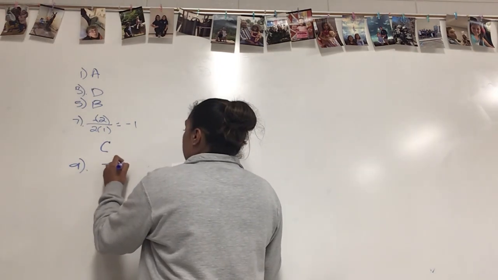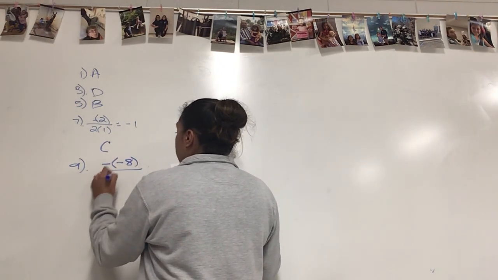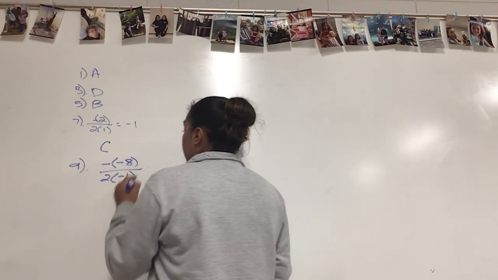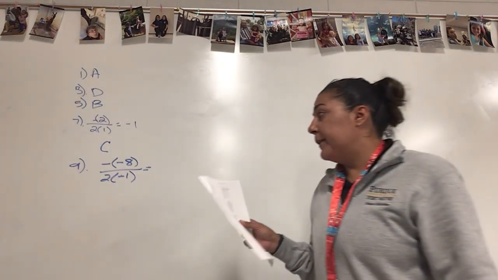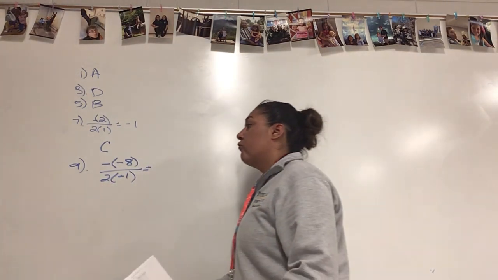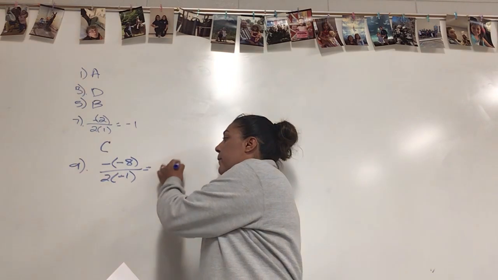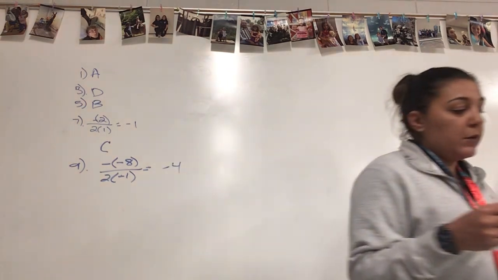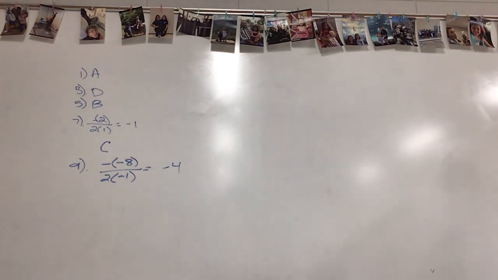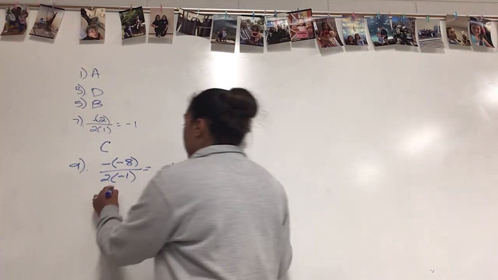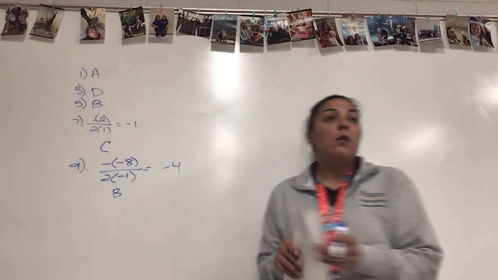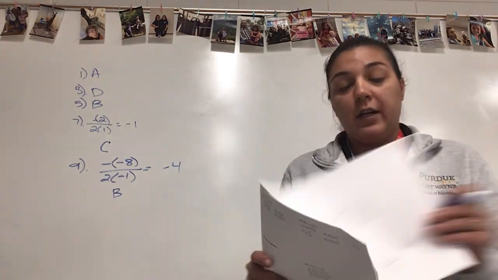Our B is negative 8 over 2, and our A is negative 1. So what are you going to get? Positive 4. Oh, no, negative 4. Okay, look at your graphs. Which one starts the X at negative 4? B. Do I care if you show your work on your test? No. So don't waste your time.